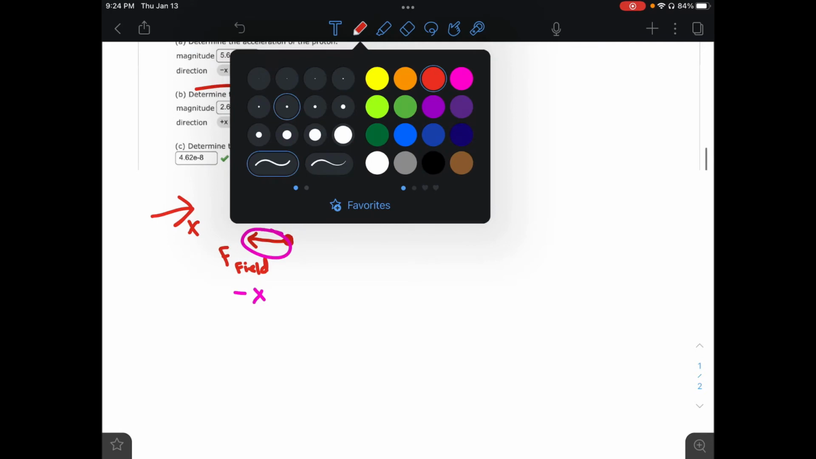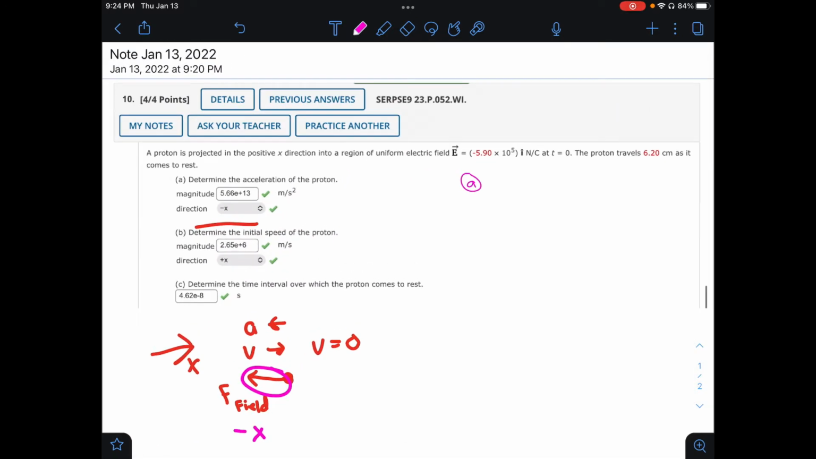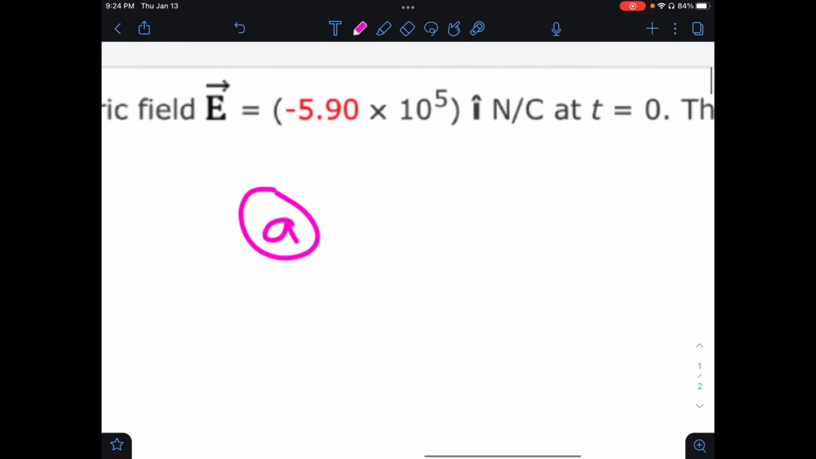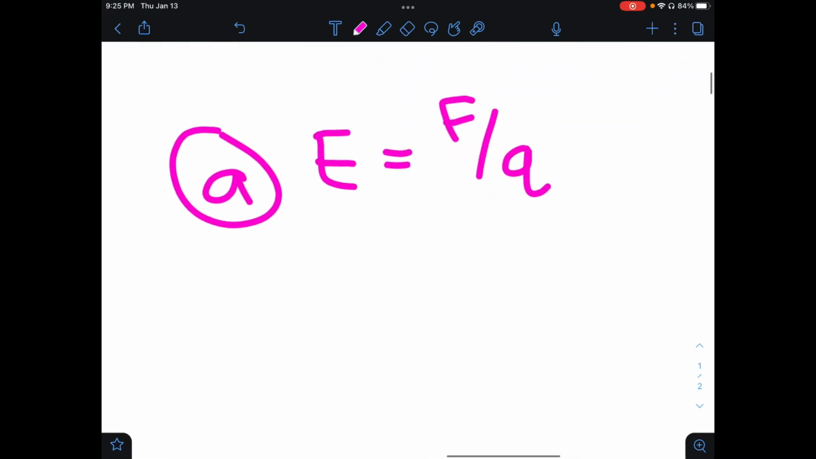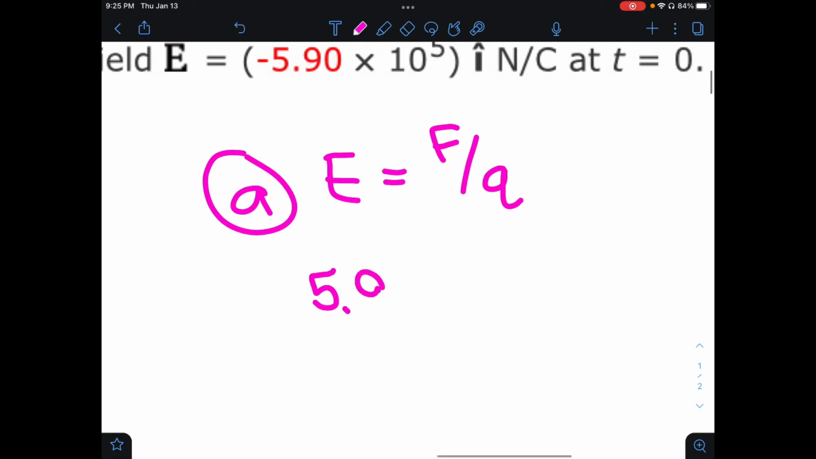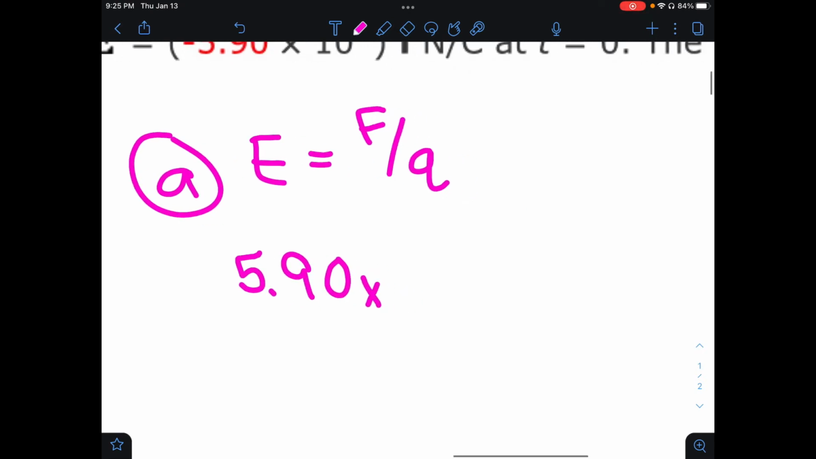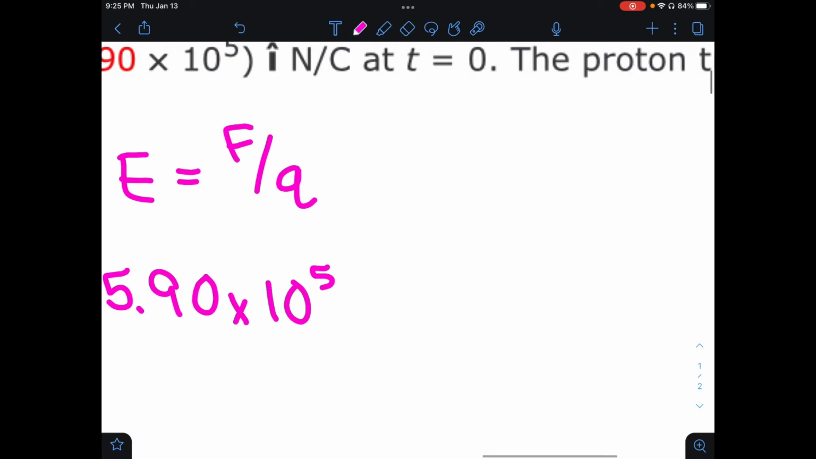Now we can actually begin to find numbers here. So we have part A, determine the speed. Now it's asking for magnitude, so I can ignore signs in this case, since I already found direction as the second part of the problem. So I'm going to use E is equal to force over charge. Given our E, I'm going to plug it in. Again, I'm not going to worry about signs because this is just asking for magnitude, and we already know the direction.